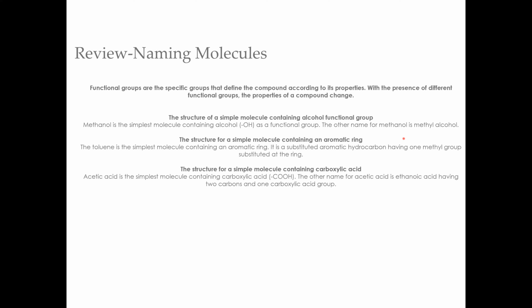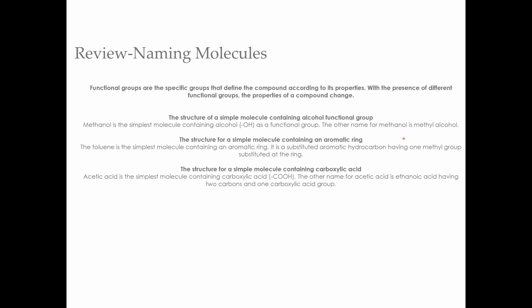So what would we call a simple molecule containing an aromatic ring? Well, toluene, however you want to pronounce it, not going to fault you on that one, is the simplest molecule that has an aromatic ring. So it is a substituted aromatic hydrocarbon, having only one methyl group on the ring.